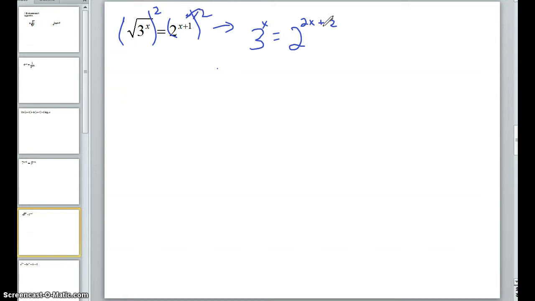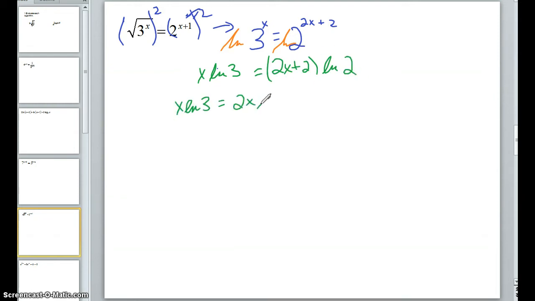Okay? All right, now we can ln both sides. ln, natural log. So we're going to bring the x in the front. We're going to have x ln 3 equal to 2x plus 2 times the natural log of 2. Distribute.